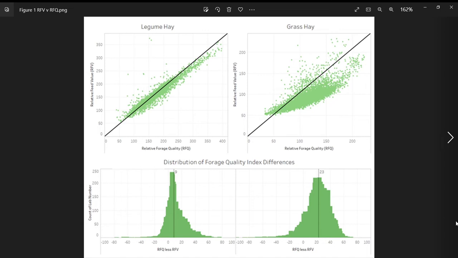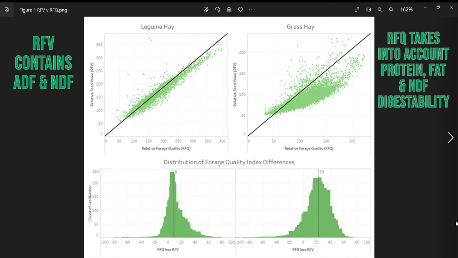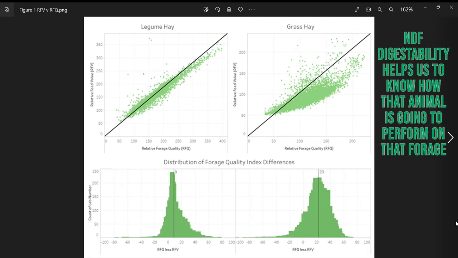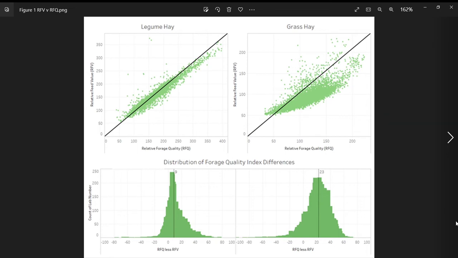First, I always say, think back to the equations. RFV only contains ADF and NDF. Meanwhile, RFQ takes into account protein, fat, and, most importantly, the NDF digestibility, among other more inclusive constituents. And we know that the NDF digestibility is really going to help us to know how that animal is going to perform on that forage. So with that as the preface, let's dig into this figure.